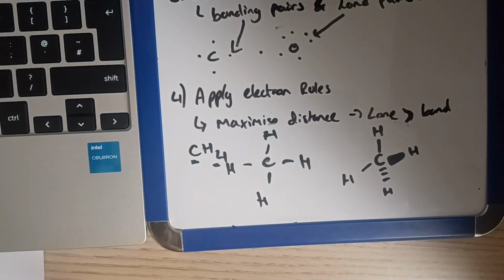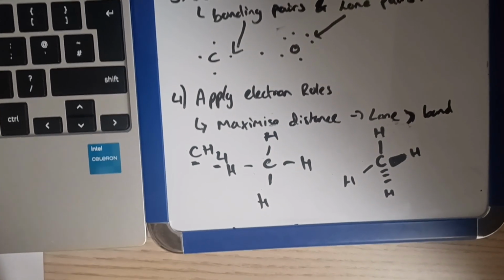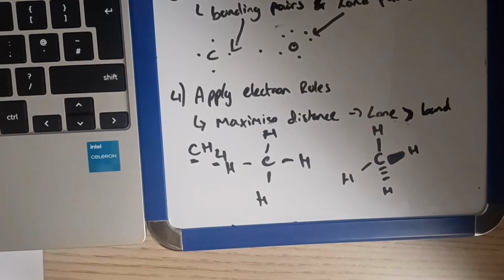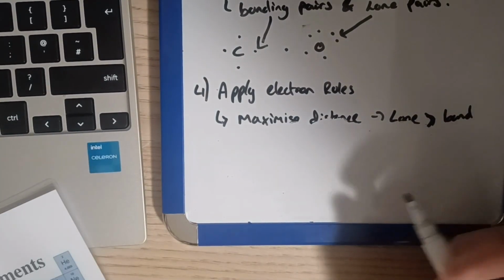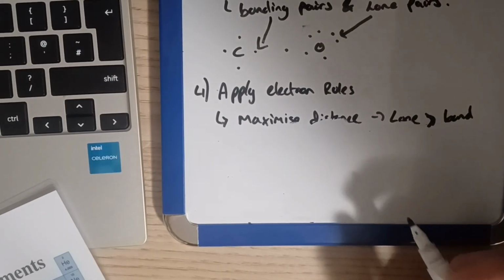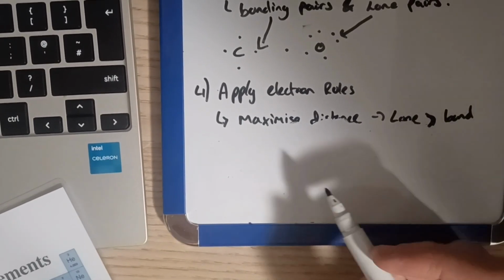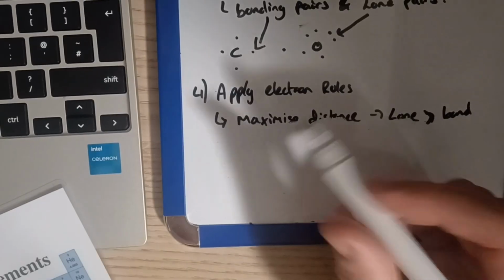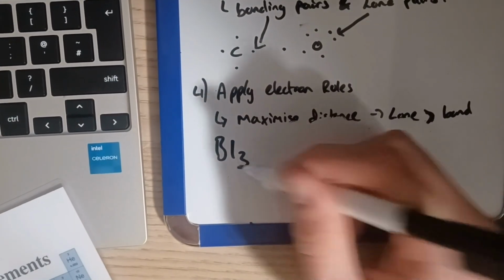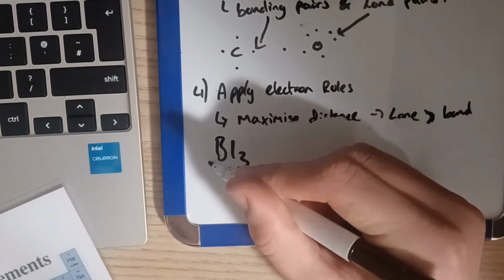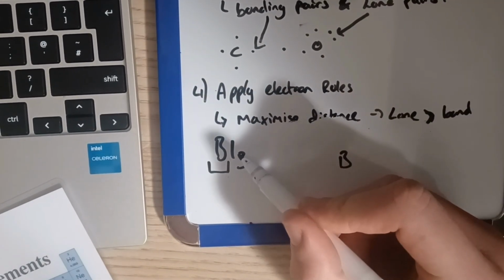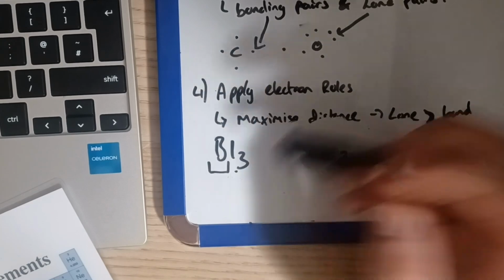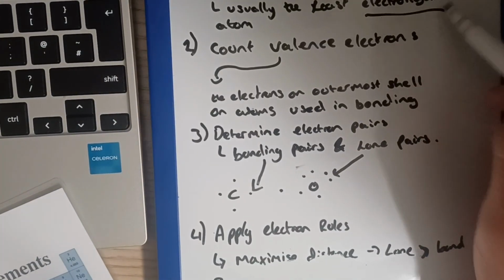It's time to remake my lovely little molecule that I can't remember the name of, but we will move on. Let's try with another molecule. This time I'll throw in some lone pairs. So BI3. Here is our central atom, as this is less electronegative than this. Again, following the usual electronegative rule.